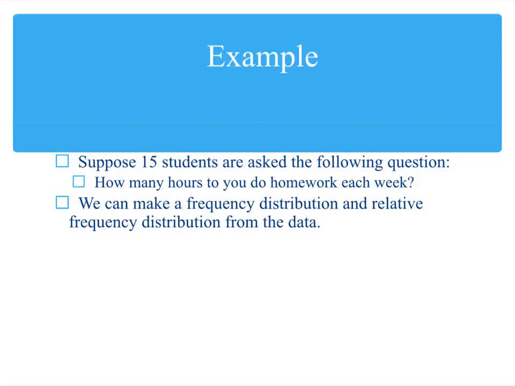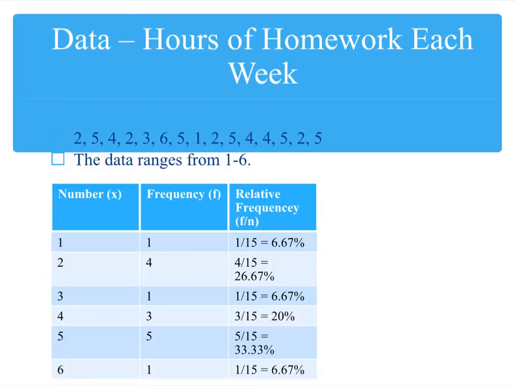So suppose that 15 students are asked the question, how many hours do you do homework each week? We could make a frequency distribution from that, and then we can also make a relative frequency distribution that I'll also show you how to do. So here's the results of the data from that question. That's listed here, and you can see that the data ranges anywhere from 1 to 6 hours of homework each week.